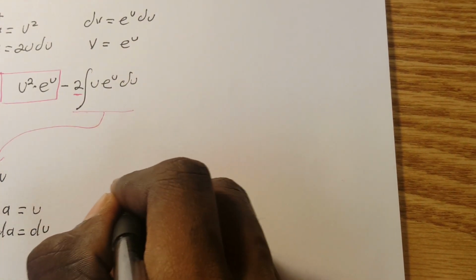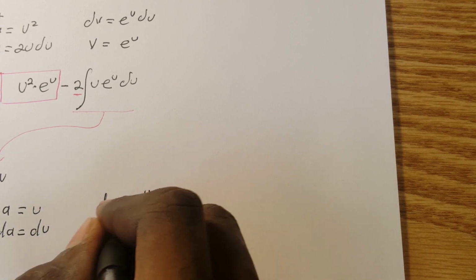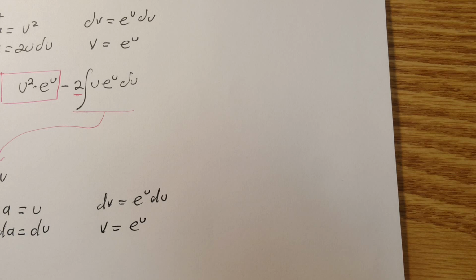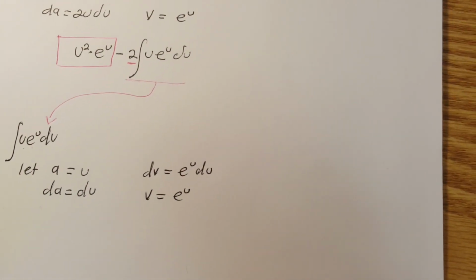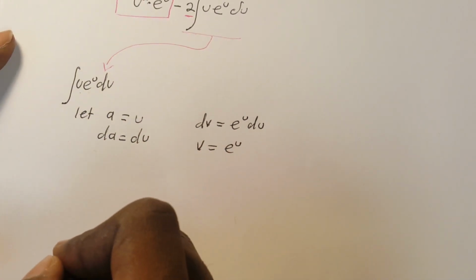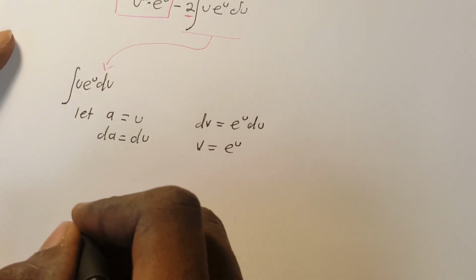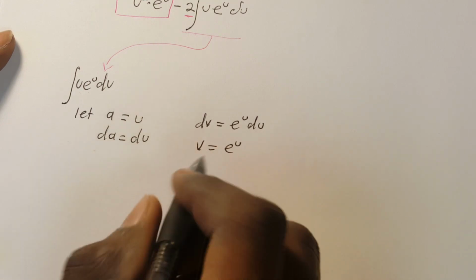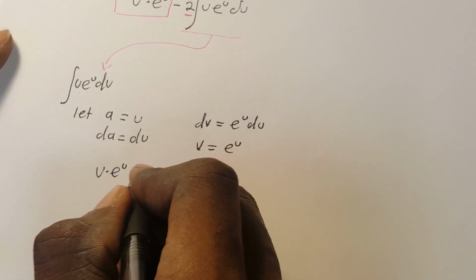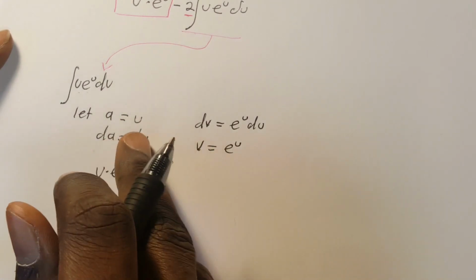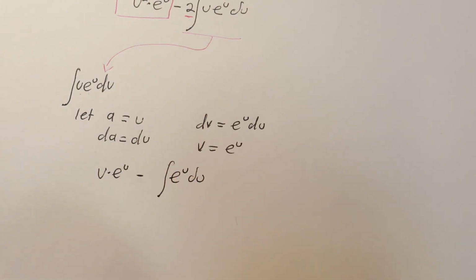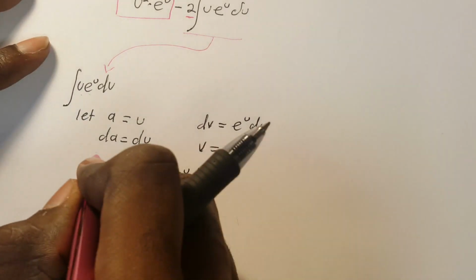Let the dV be equal to e to the U dU, so V is equal to e to the U. Now, we do the same thing as we did in our previous step. So we have, multiply this by that, we get U times e to the U, minus the integral of this and that, which is basically e to the U dU. So this part of the problem is also solved.